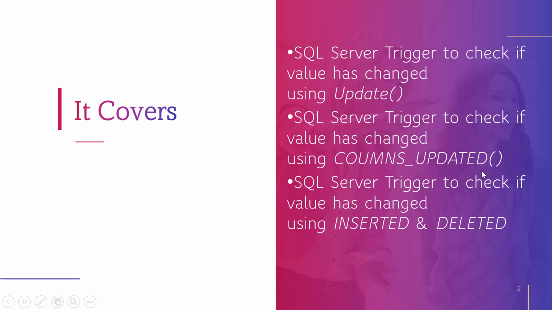So we will start off this video tutorial by discussing three different methods through which we can create a trigger and check if a value has changed in a table or not. We will understand how we can use the update function for this task. Then we will understand how we can use the columns updated function. And lastly, we will discuss how we can use the inserted and deleted magic tables for this particular task of checking if a value has changed.